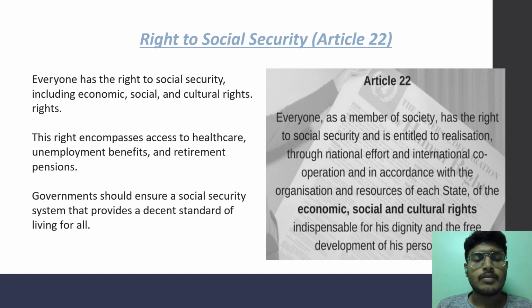The right encompasses access to healthcare, unemployment benefits, and retirement pension. Governments should ensure a social security system that provides a decent standard of living for all.